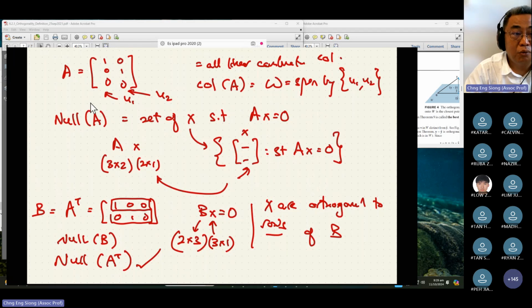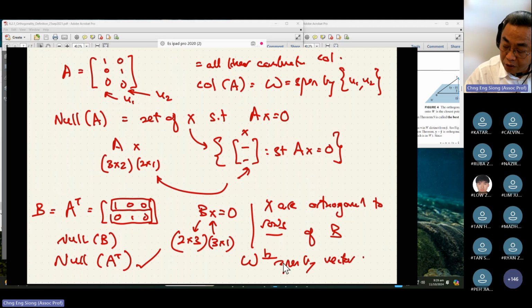Then I want to find the null space of A transpose. The null space of A transpose means I transpose A first, and then I find the X such that it is orthogonal to all these. So I'm finding the set of vectors that are orthogonal to all the columns of A, and that means W perp, because W perp is spanned by vectors orthogonal to W. A basis spans it.